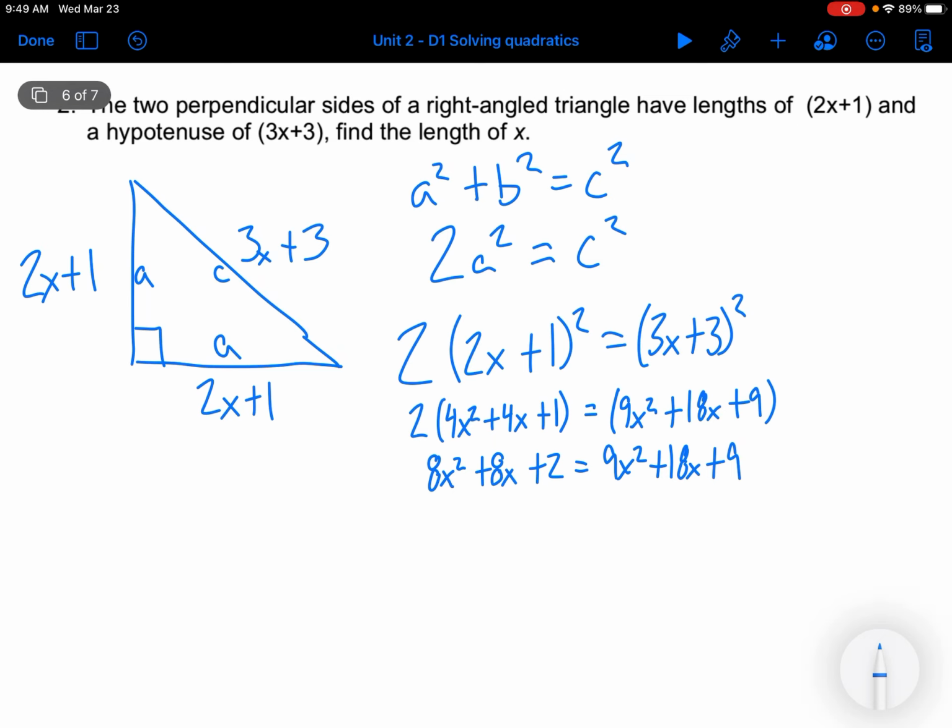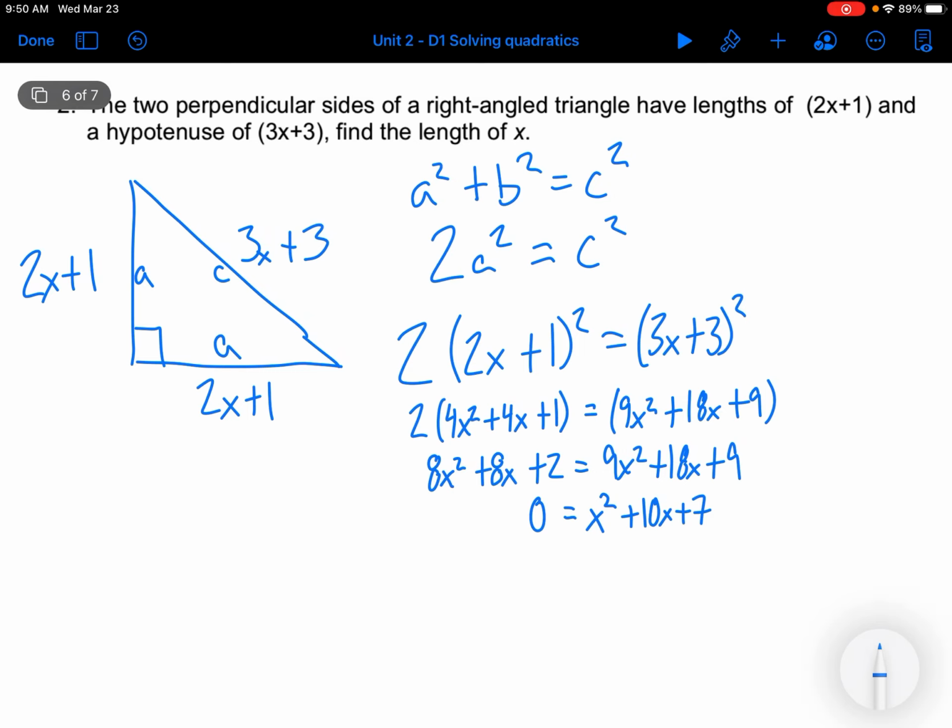Now, if we move everything to the right, just because it's easier, we'd get 0 equals x squared plus 10x plus 7. Now that doesn't work out all that nicely, so we're going to have to use the quadratic formula again, or we could use completing the square if we really want to. You can do it any way you want. I'm not a huge fan of completing the square, so I'm going to just do the quadratic formula.